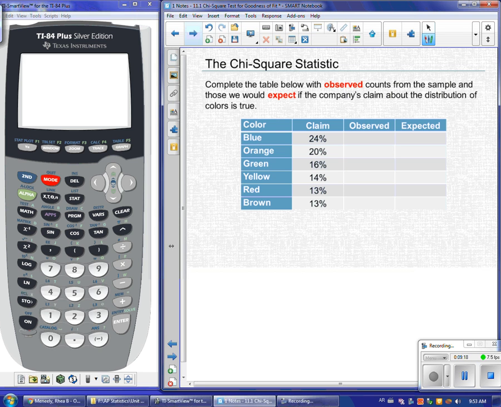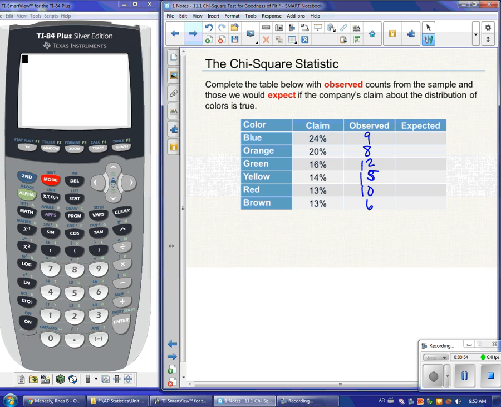And so let's talk about how we would do this, because I'm actually going to go through the process with you, and then we're going to come back and talk about the conditions that need to be met and actually carry out the test. So basically, we have this claim from the population that 24% of the M&Ms are blue, 20% are orange, 16% are green, and so forth. What I observed, if you look back at your table, was that 9 were blue, 8 were orange, 12 were green, 15 were yellow, 10 were red, and 6 were brown. Okay?